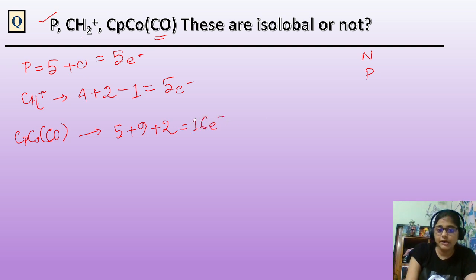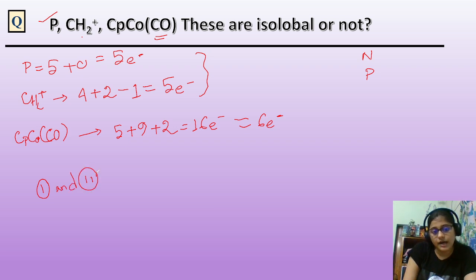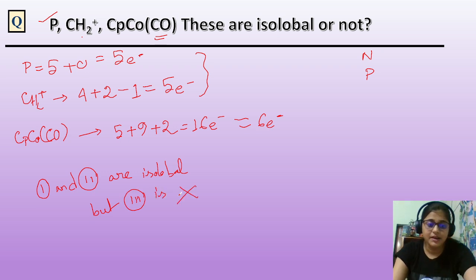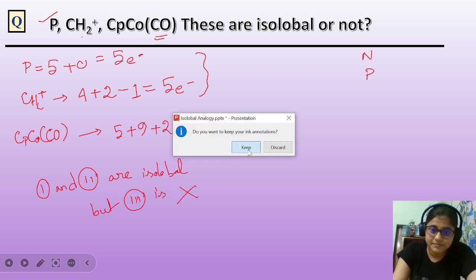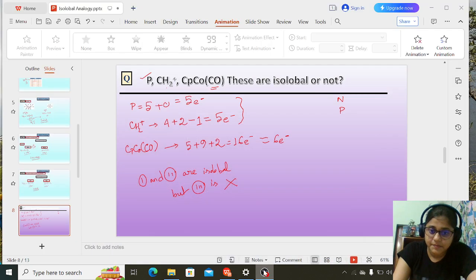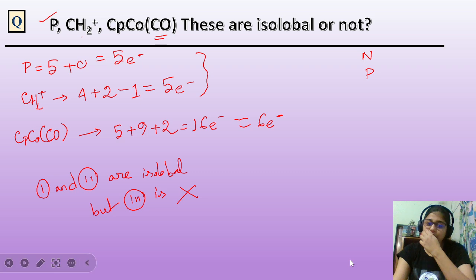But if we compare it with any main group species, it will be isolobal with what? A 6 electron species. But these are 5 electron species. So what will be the answer here? 1 and 2 are isolobal. But P is not. Right? I hope you have understood.